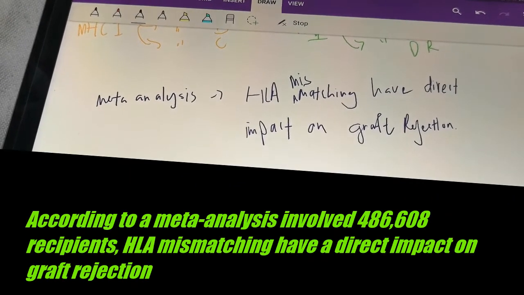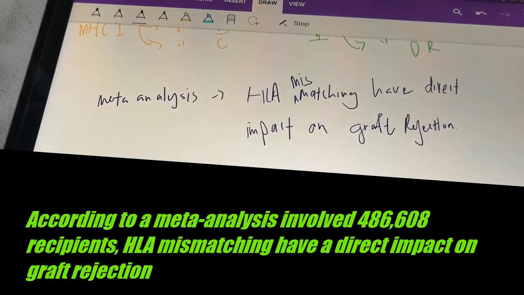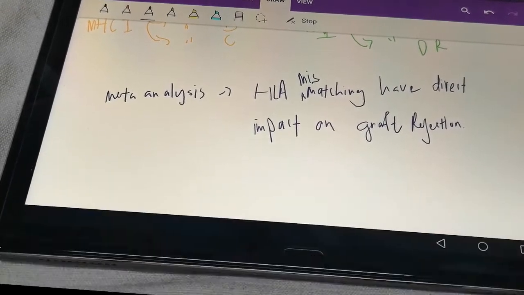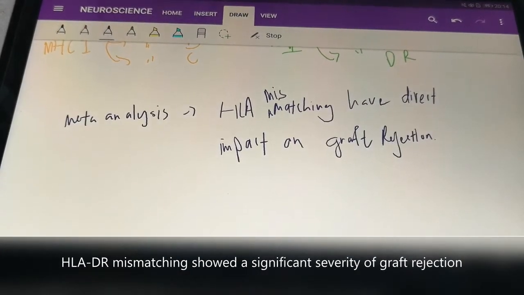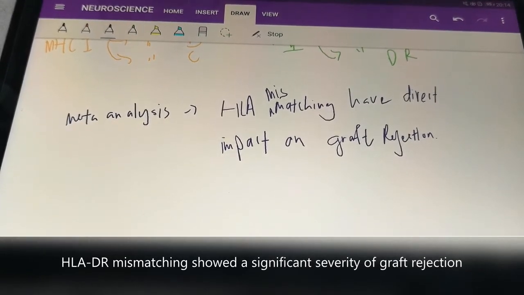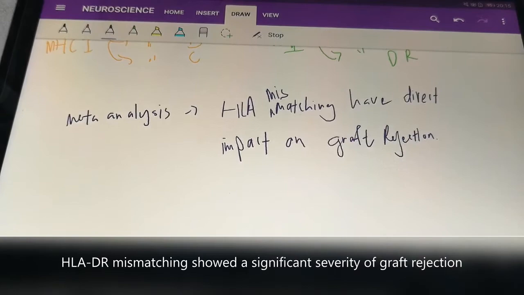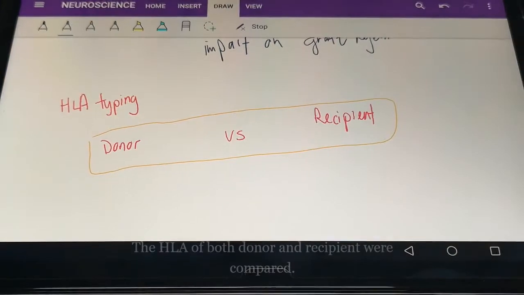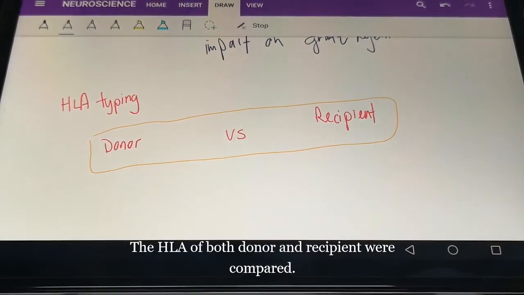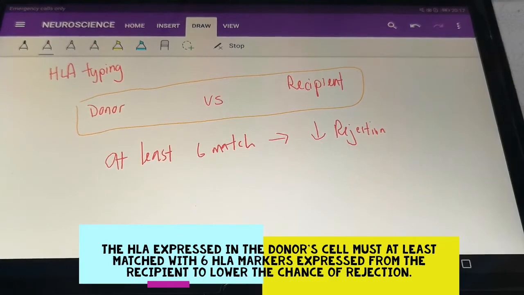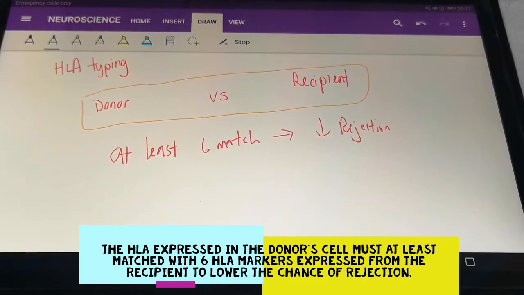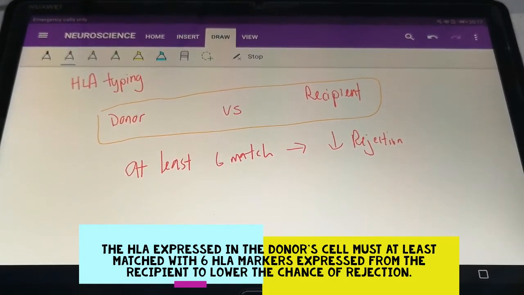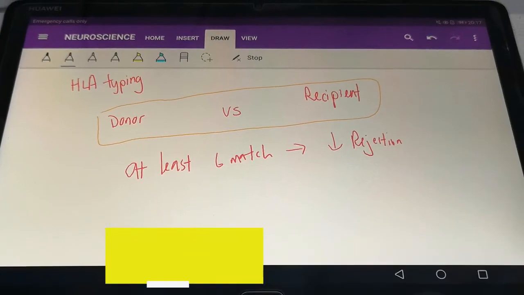According to a meta-analysis of 486 recipients, HLA mismatching has a direct impact on graft rejection. Also from the same meta-analysis, HLA-DR mismatching shows a significant severity of graft rejection. HLA typing is performed prior to the surgery. HLA of both donor and recipient are compared. The HLA expressed in the donor cell must at least match with 6 HLA markers expressed from the recipient to lower the chance of rejection.